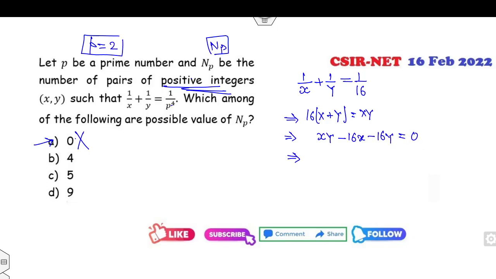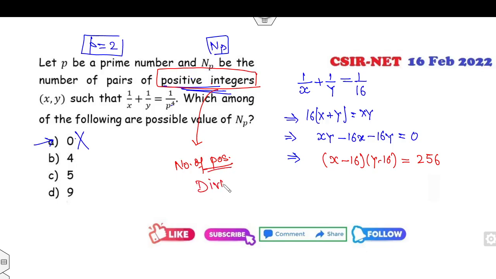I can make them into a factor. It is (x minus 16)(y minus 16), which means I have added 256 on both sides. Fine. Now both equations are the same. Then you have to find the number of positive integers. What comes to mind when you find the number of positive integers? That means you have to find the positive divisors, that means you have to find the d of n.